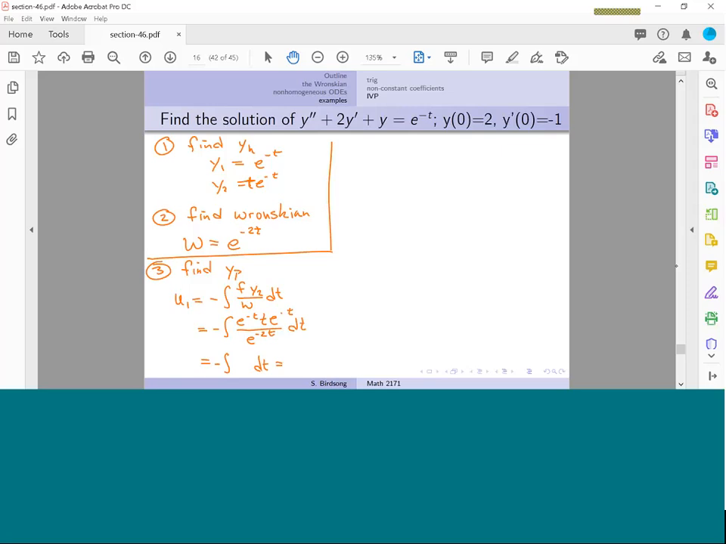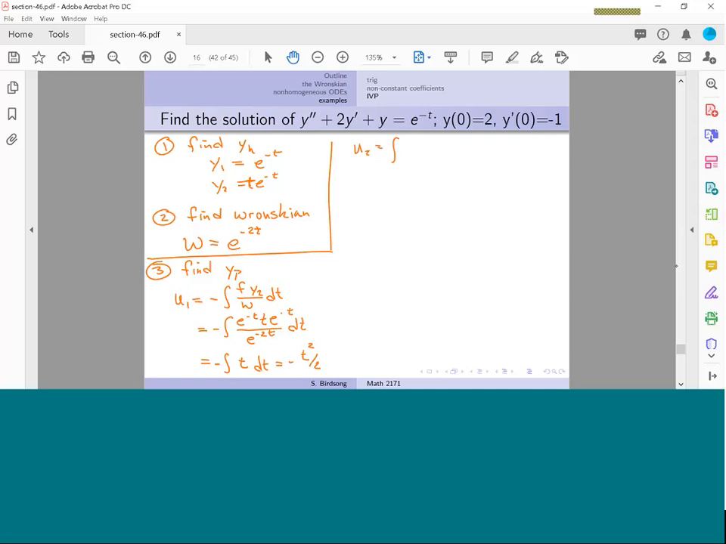Yep, just a t. So when we take this antiderivative, we'll get negative t squared all over 2. If you want to keep the constant of integration, you totally can. If you don't want to worry about it, no worries, we're not going to need it. Now, for u2, we're also going to have some awesome simplification.